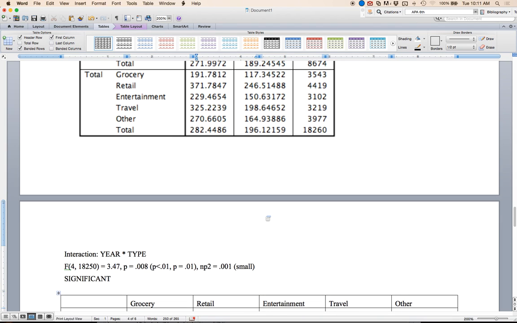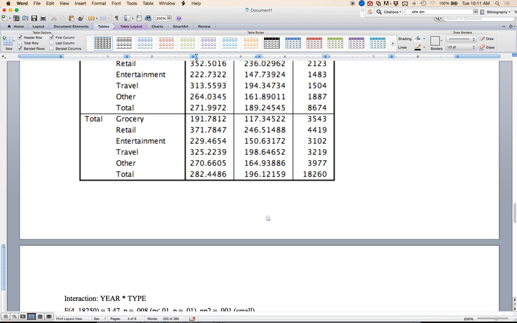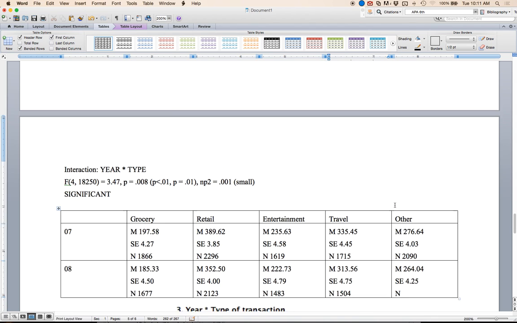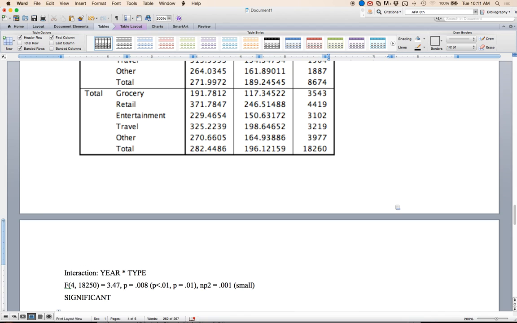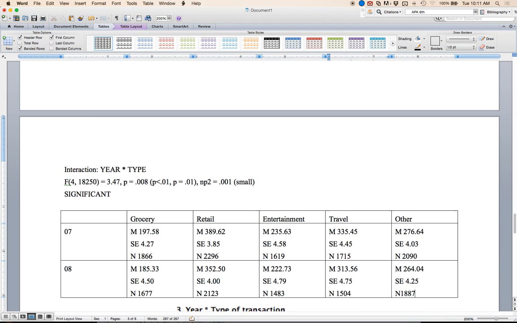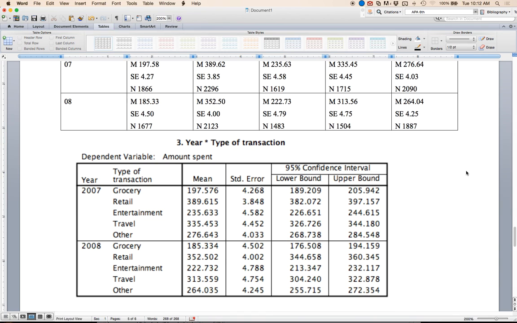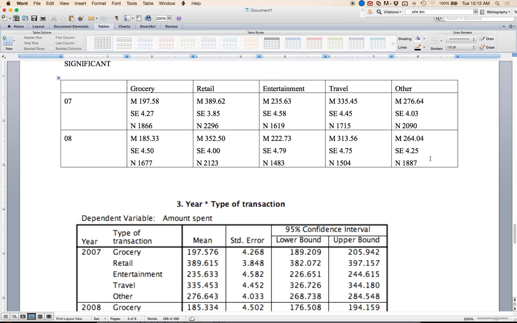And then 1483, 1504. And then 1887, I think. Yeah. Alright. So now I have all my means in one place that I can use to do my interaction.